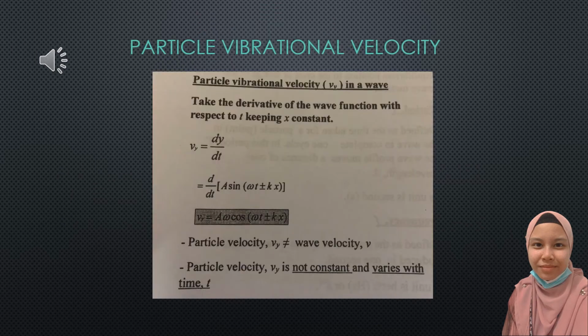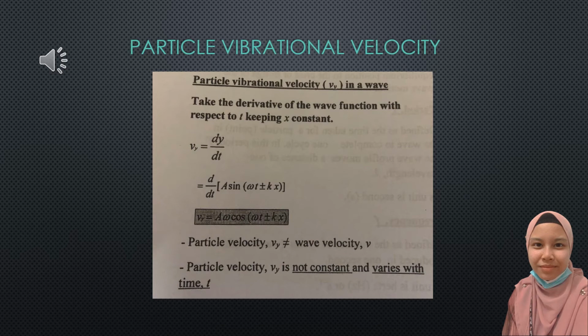Alright, particle vibrational velocity Vy in a wave. What's the formula? Okay, take the derivative of the wave function with respect to t, keeping x constant. How do we get that? Alright, we derive the A sine of omega t plus minus kx. So we get A omega cos of omega t plus minus kx.